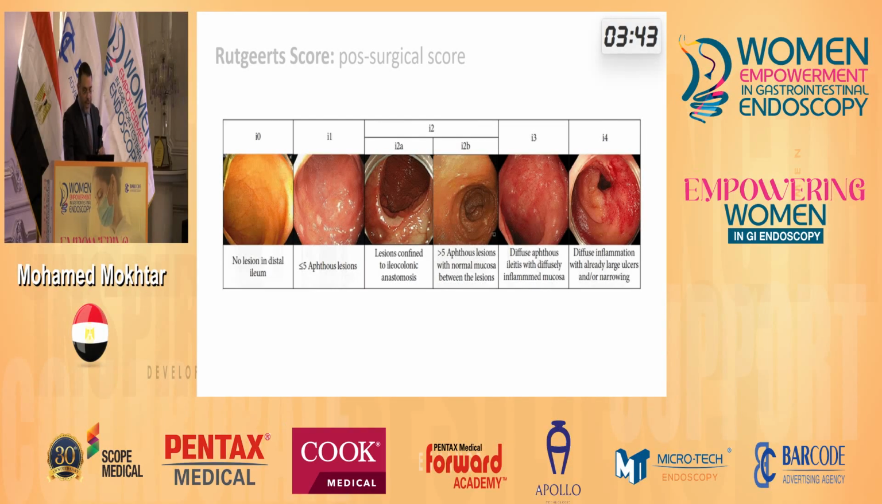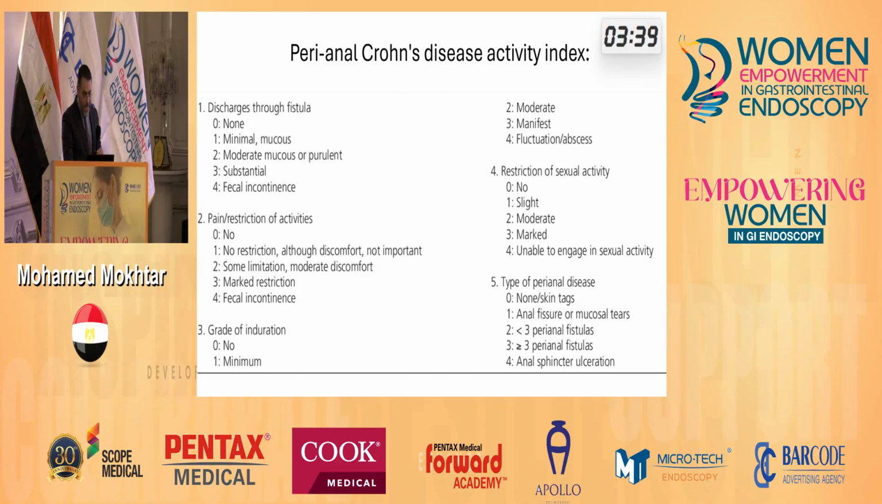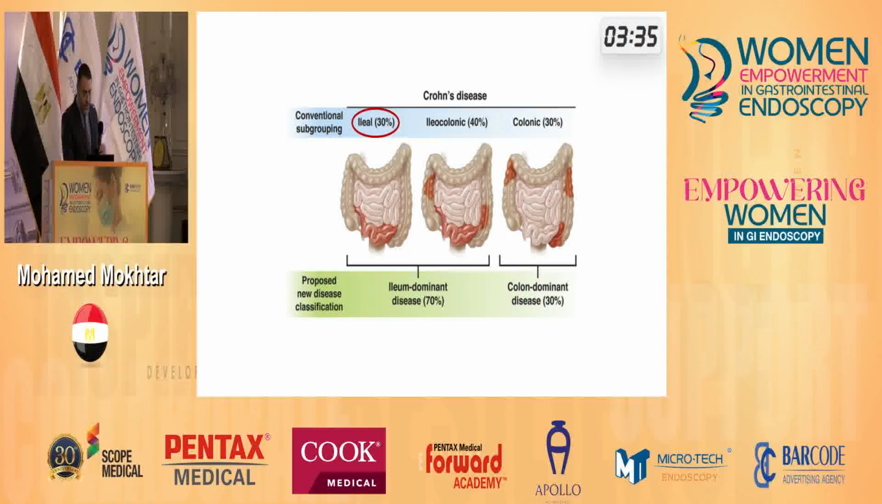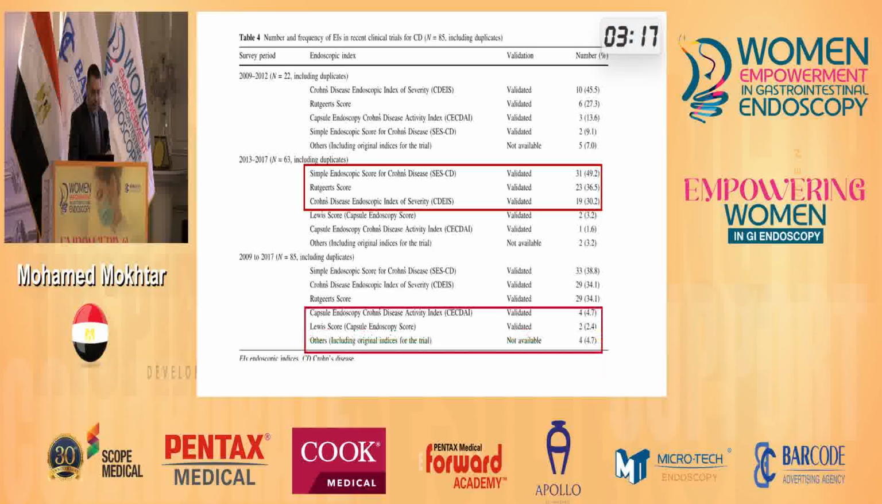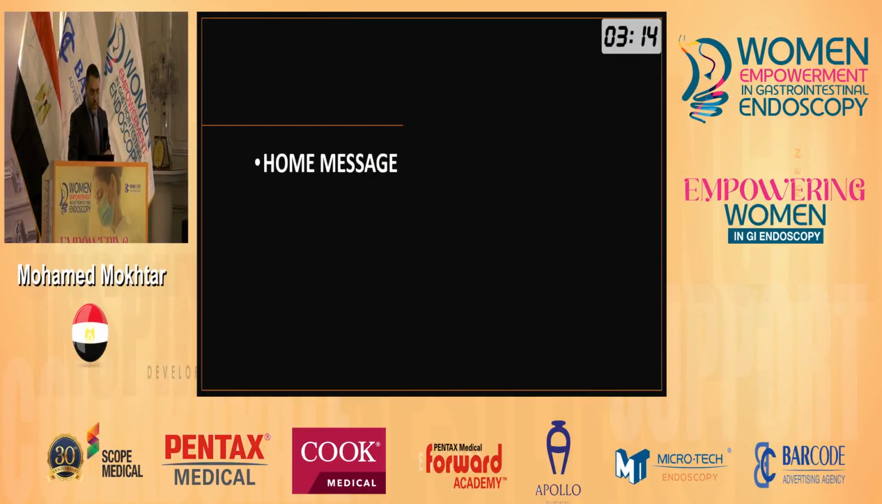The Rutgeerts score is also described for post-surgical Crohn's disease. Perianal Crohn's disease has its own scoring. Crohn's disease is also classified according to distribution: ileal dominant and colonic dominant, mainly colonic and only colonic. In clinical trials, the simple endoscopic scoring system and the Rutgeerts score are the most commonly used among the trials that have studied Crohn's disease patients.